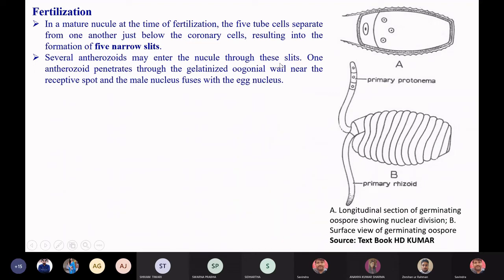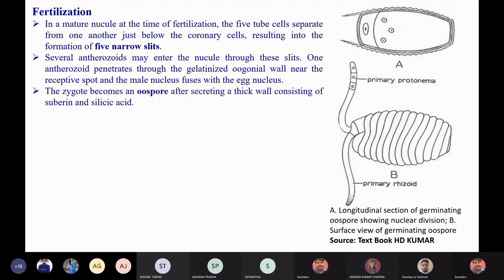And several anthrozoids may enter the nucleus through these slits. One anthrozoid penetrates through the gelatinous oogonial wall near the receptive spot. किसी एक जगह जहां तक वो एंट्री करेगा वहां तो फर्टिलाइज कर देगा, but the moment it gets fertilized, the rest of the anthrozoids will not be able to fertilize the same egg cell. Now the zygote will become an oospore after secreting a thick wall.